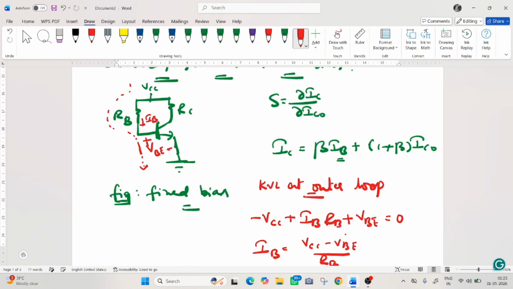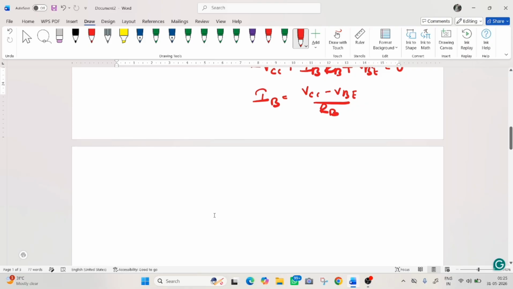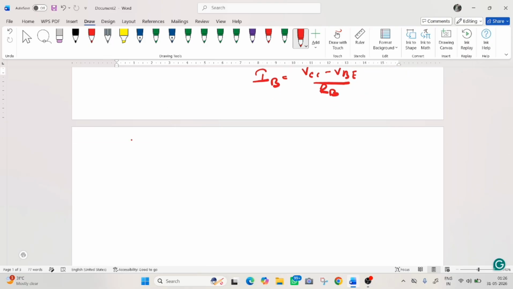I'll get it. Very simple. In this way, I'll get it. So now I got IB. Now let me substitute this IB value in IC. Substitute this IB in the IC expression.